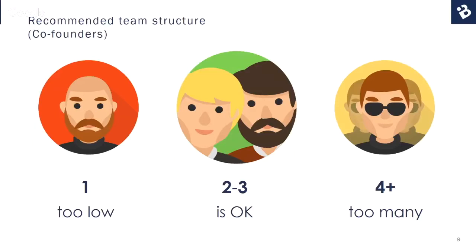According to the statistics, the most successful projects were originated by teams of 2 or 3 co-founders. Even Google, 2 of them. It's Sergey Brin and Larry Page. And in a team of 2, usually one of the co-founders is responsible for the business part and the other works on the software.